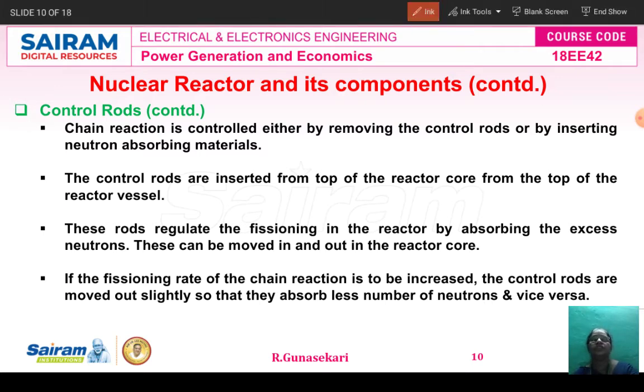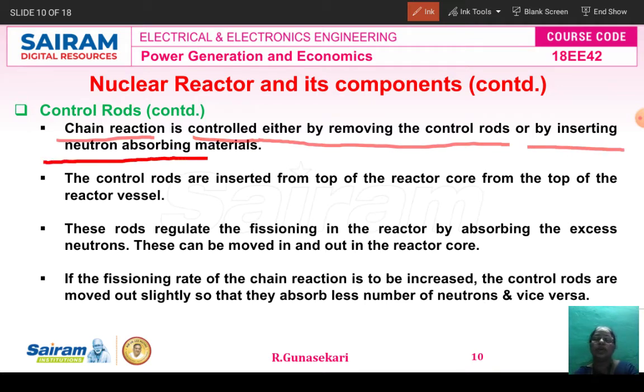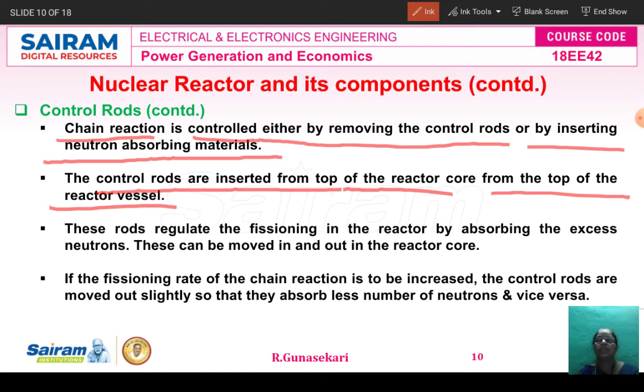Again, the continuation of control rod. The chain reaction is controlled either by removing the control rod or by inserting the neutron absorbing material. The control rods are inserted from the top of the reactor core, from the top of the reactor vessel. The control rods regulate the fissioning in the reactor by absorbing the excess neutrons. The control rods can be moved in and out of the reactor core.